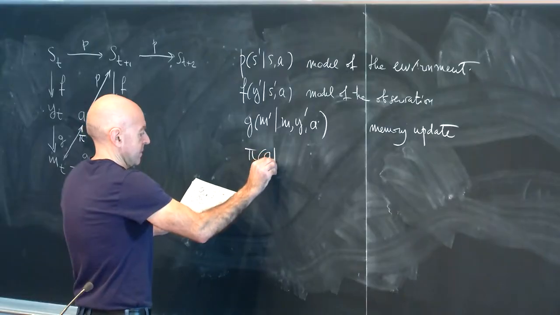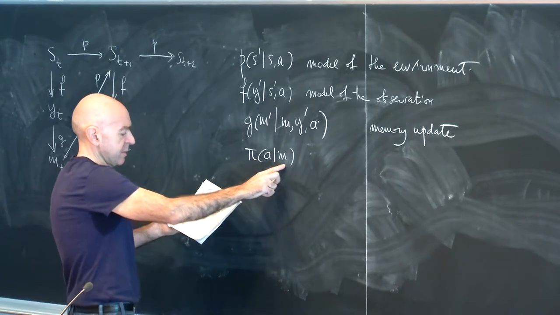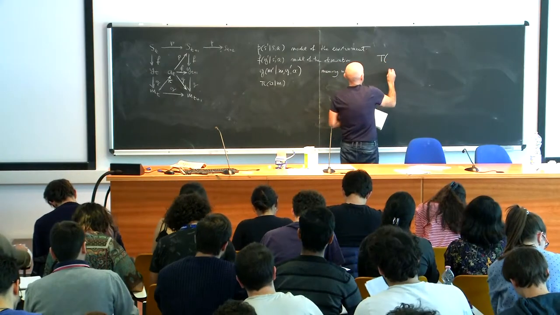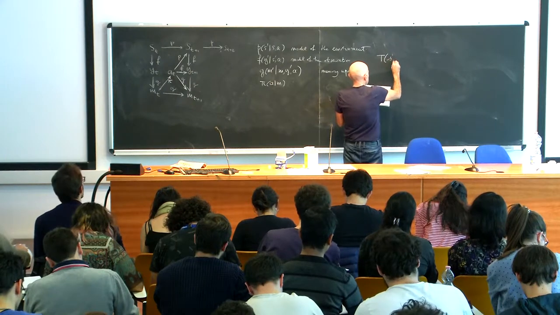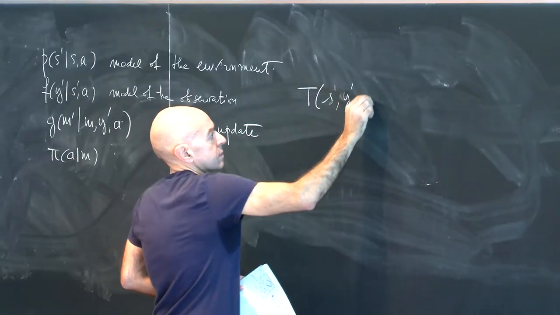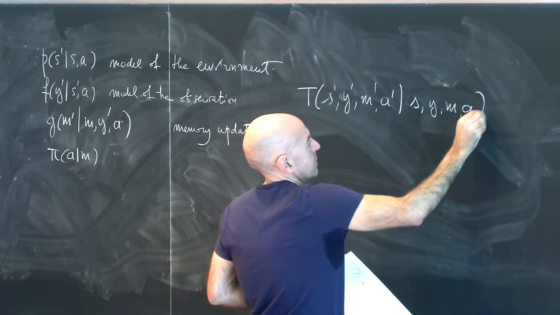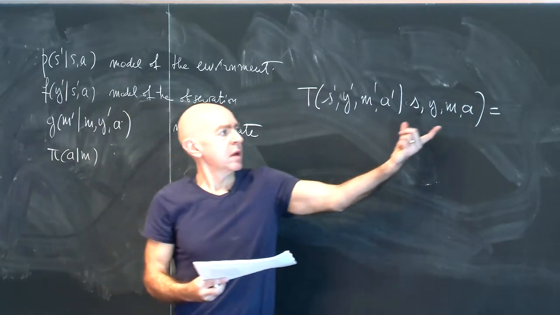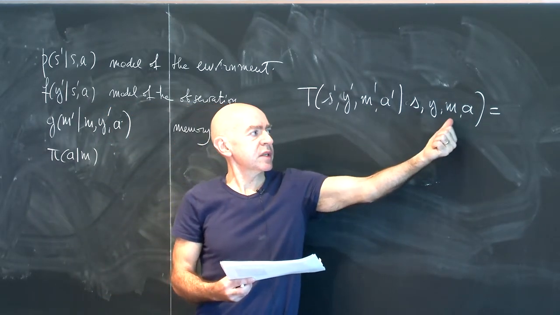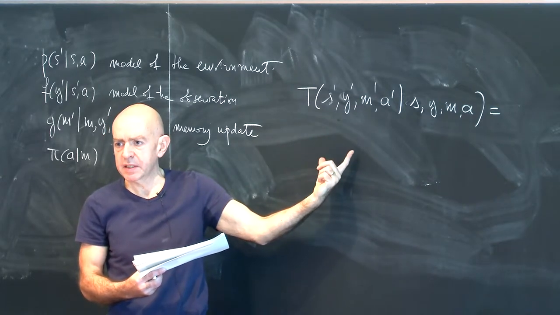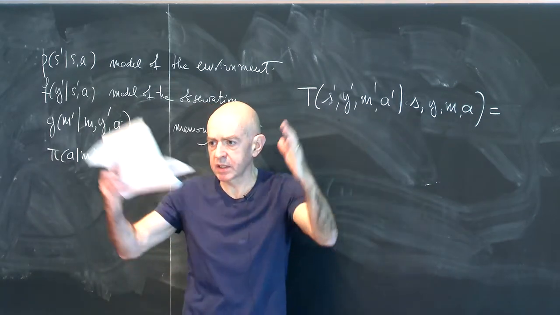And then we have our policy, by which we decide what action to take based on the memory. Now, the process which corresponds to this complicated diagram is actually a Markov process. Why is that? Think about the following transition probability. How do you go from a quadruplet of state, observation, memory, and action at a given time to a quadruplet at the following time? If we are able to write this as a probability, then this system is Markov in this large space.